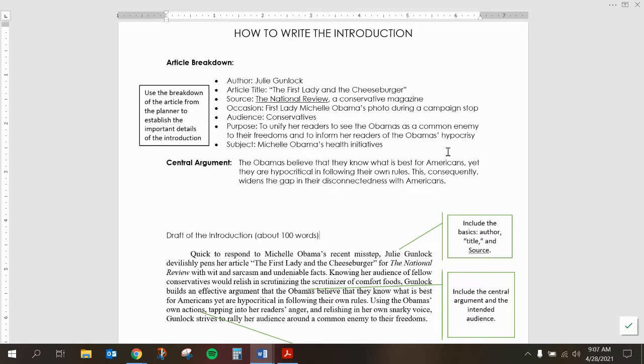I assume that she's writing this because of the photo that came out about Michelle Obama. But if you don't know the occasion, once again, just leave that alone. Not really necessarily refer to it. The audience is going to be conservatives.